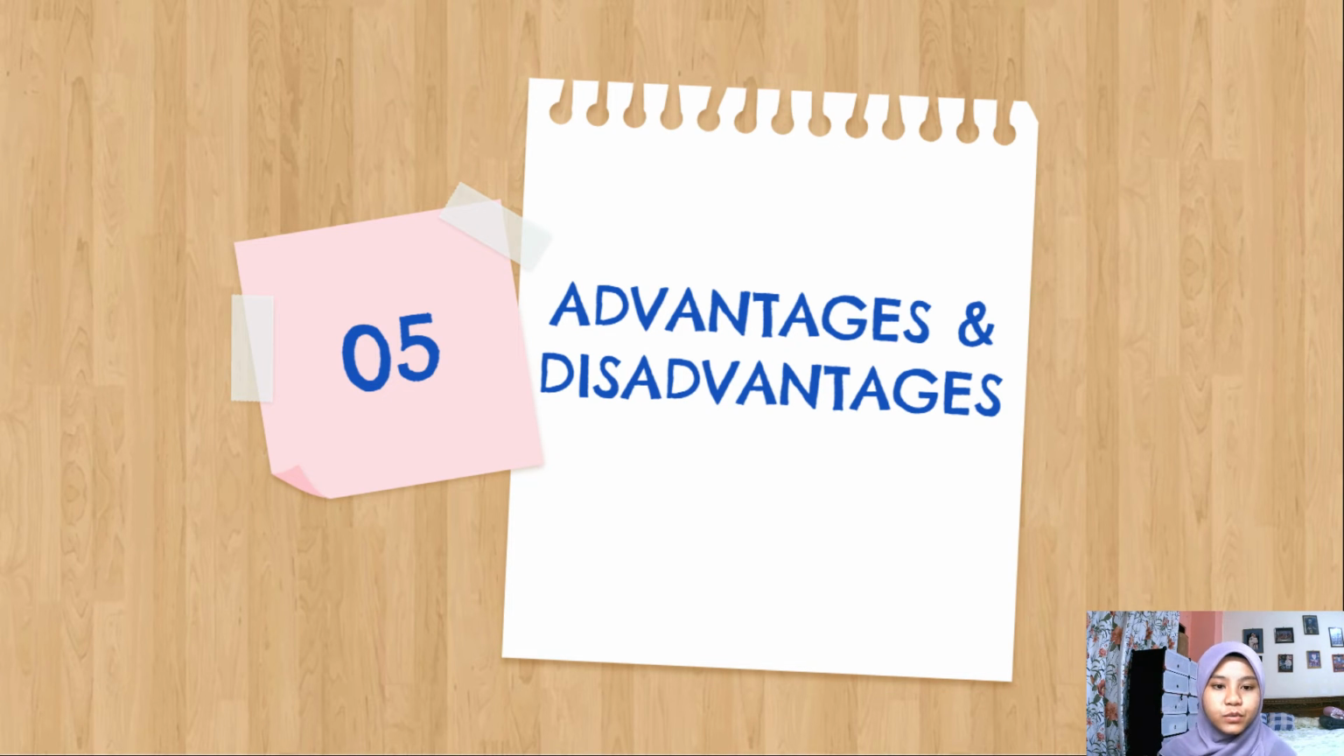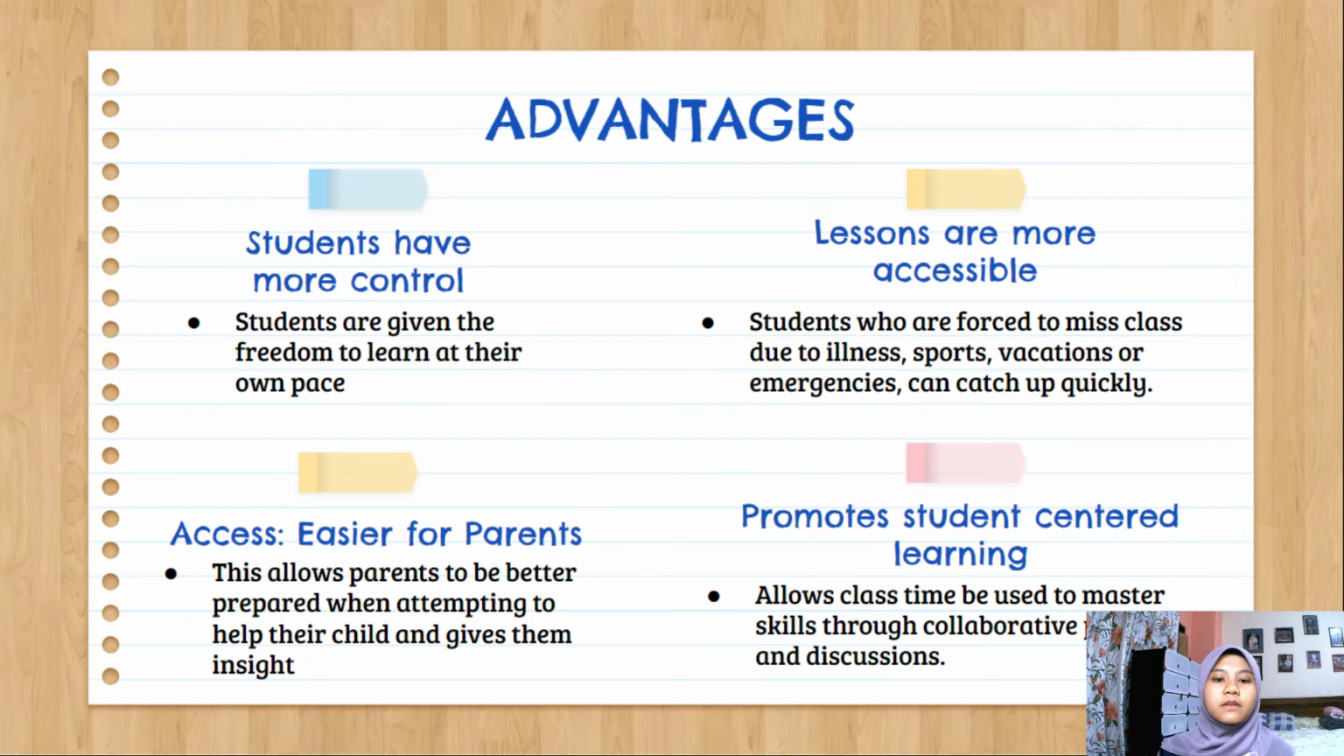Okay, so the first advantage of flipped classroom is students have more control. Okay, so in flipped classroom, it is possible for students to have increased input and control over their own learning. Okay, so by providing short lectures at home, students are given the freedom to learn at their own pace.